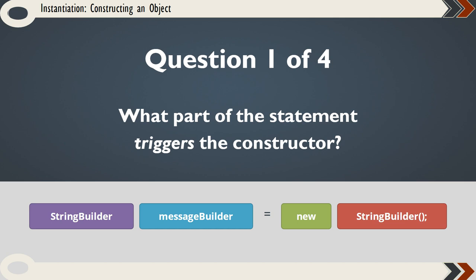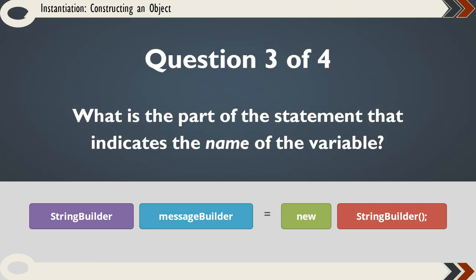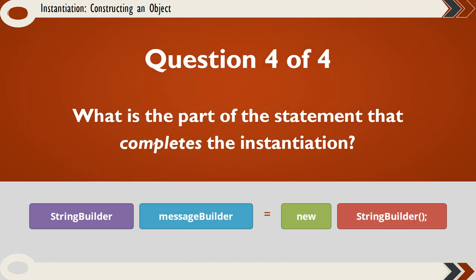What part of the statement triggers the constructor? What is the part of the statement that indicates the data type? What is the part of the statement that indicates the name of the variable? What is the part of the statement that completes the instantiation?